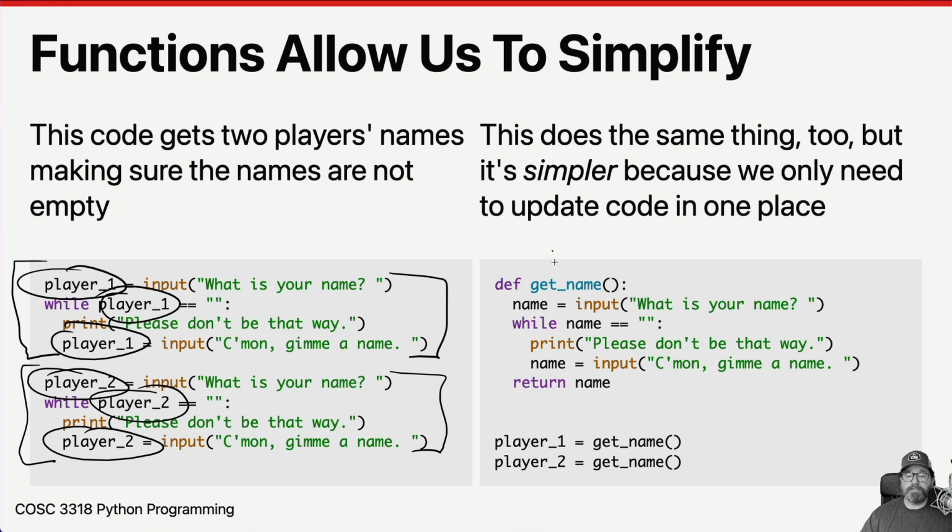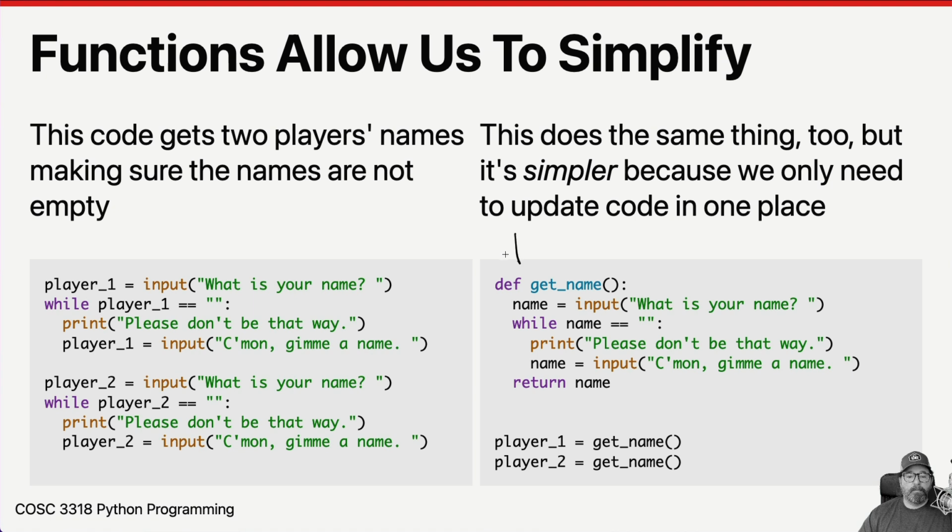So we can do that. We can write a function over here called getName. And its only job is to get a valid name. Here we have input, what is your name? And that's what we have over here. What is your name? And we store that just into a normal variable name, because all we're doing is getting a name. We don't know whose name it is. We just know it's a name inside this function.